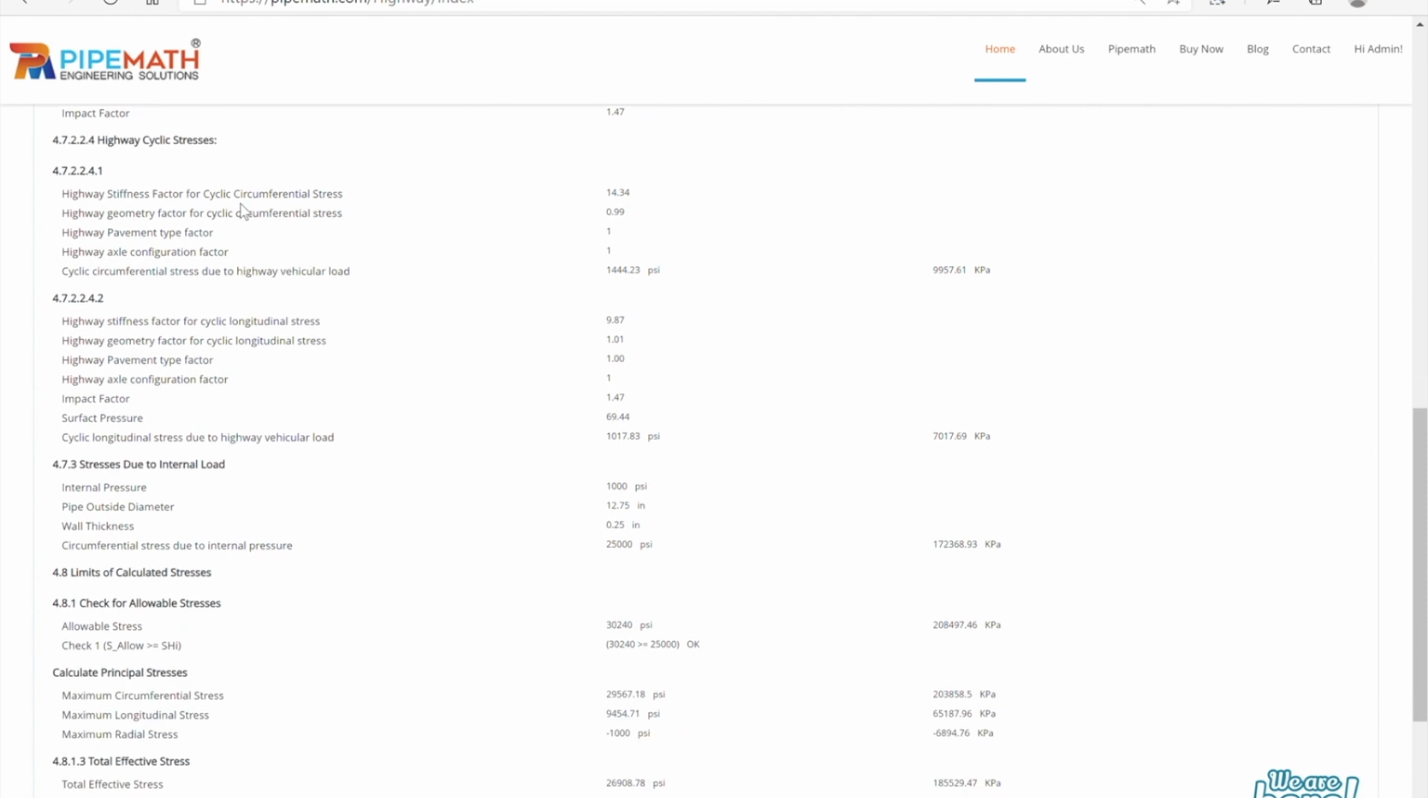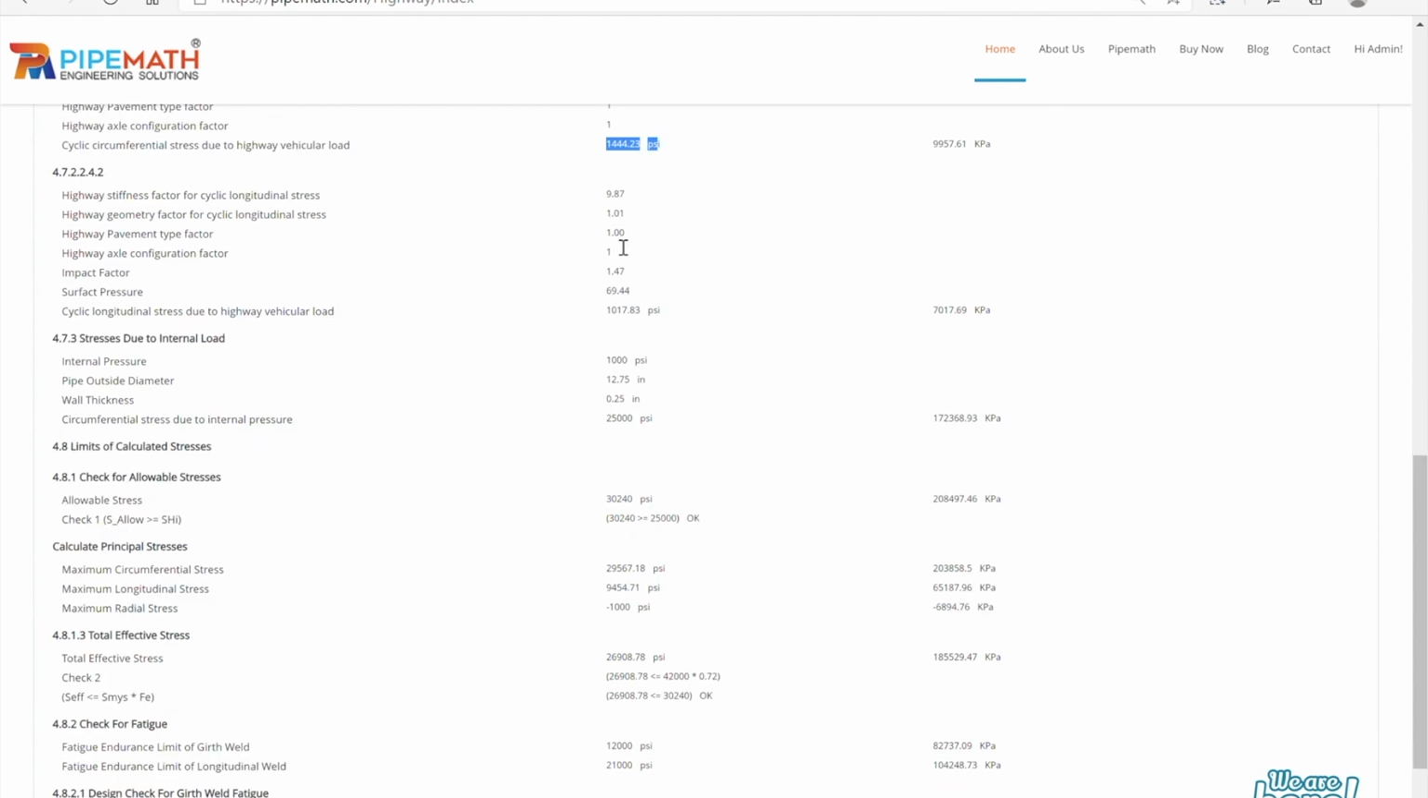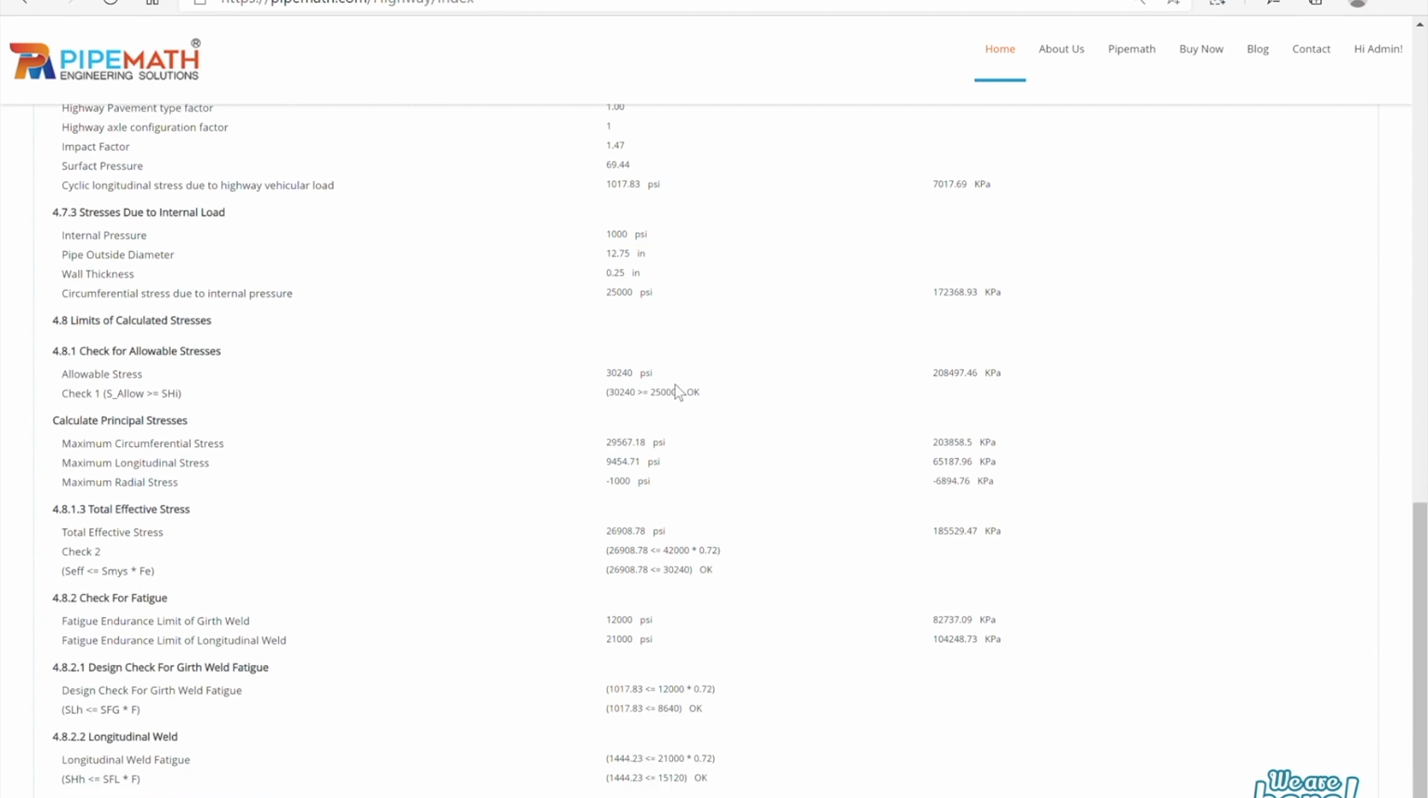So highway cyclic stresses, and the cyclic stress due to highway vehicular load is 1444. So let us move on to the cyclic longitudinal stresses due to highway vehicular load, and you can see geometric factor, pavement type factor, and also highway axial configuration factor, impact factor, and surface pressure. All values are calculated, and the result is 1017 psi cyclic longitudinal stress due to highway vehicular load.